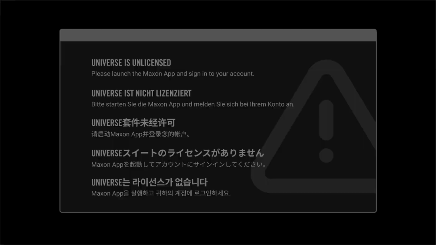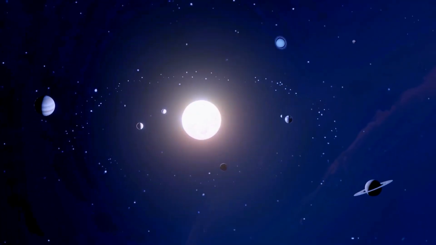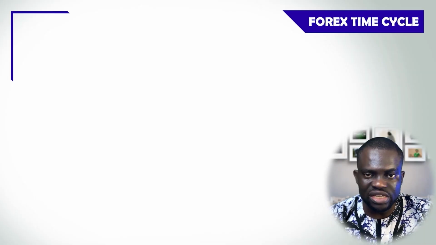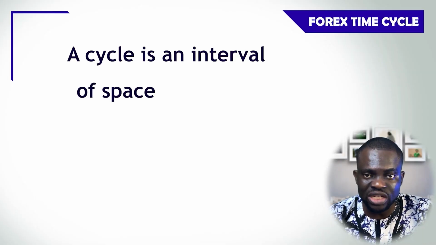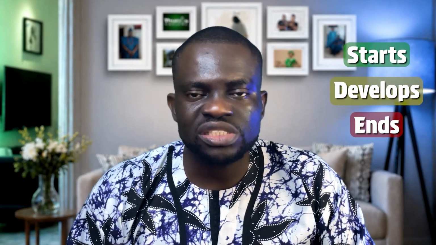Cycles are so important in the forex market as much as it is important in our world. From the rotation of the earth around its axis, we get days. That's one cycle. Similarly, from the revolution of the earth around the sun, we get years. That is another cycle. By definition, a cycle is an interval of space or time in which one set of events or phenomena is completed. In simple terms, it means anything that starts, develops, ends, and then repeats is running in cycles.